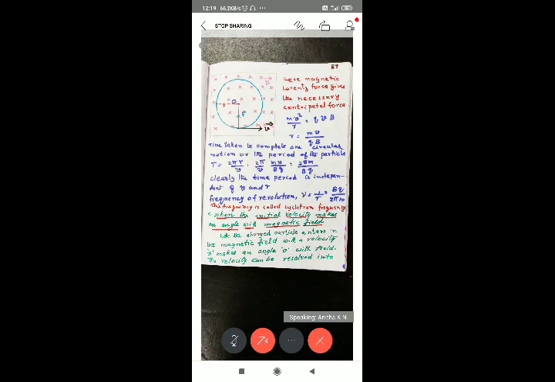Okay, no problem. So next case, one is 90 degrees, which we discussed. When B and V are at 90 degrees, the particle moves in a circular motion. And the other case we have discussed is theta 0, where the particle moves in the direction of the magnetic field. So BQV sin 0 becomes 0. Force is 0. It will not experience any force.